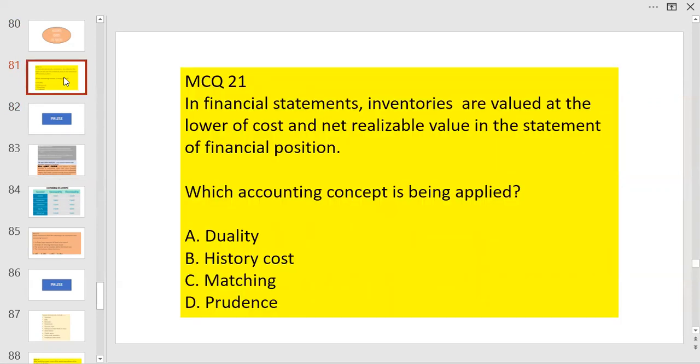Before we answer this question, first we'll have to understand this is talking about statement of financial position. That means the balance sheet. So in the balance sheet, the assets are valued, and the principle of valuing the inventory is given above. Now we will take this as an excuse and try to learn something before we answer the question.